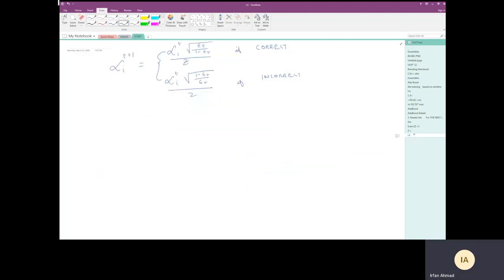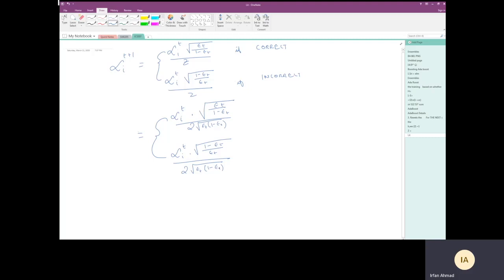Okay. But now what we can do is substitute the value of Z we found last time, which we can rewrite as alpha sub i of t times the error rate over 1 minus error rate, over 2 times the square root of error rate times 1 minus error rate, and alpha sub i of t times 1 minus error rate over error rate, whole over 2 times the square root of error rate times 1 minus error rate. We just substituted the value of Z.